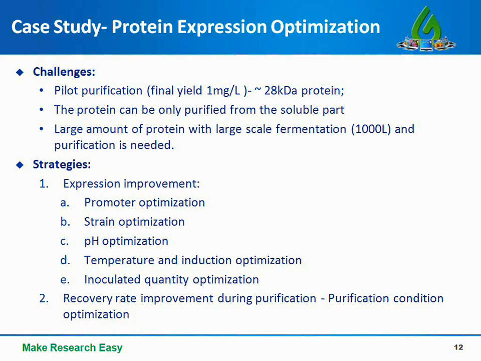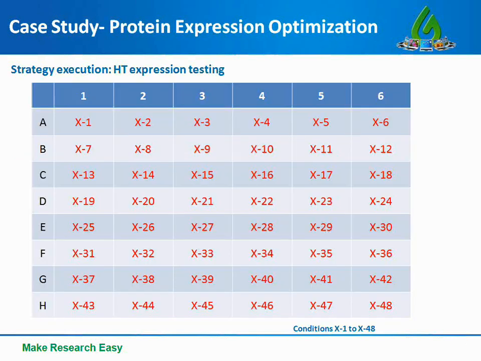Therefore, the Potential gold package was applied to this case, and here is the list of parameters we optimized for the customer. We also optimized the purification conditions to increase the protein recovery rate. In total, we screened 48 different conditions by combining those parameters listed in the last slide using a high-throughput expression screening process.